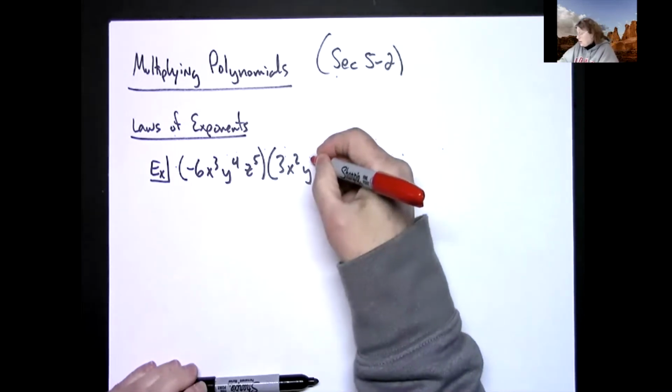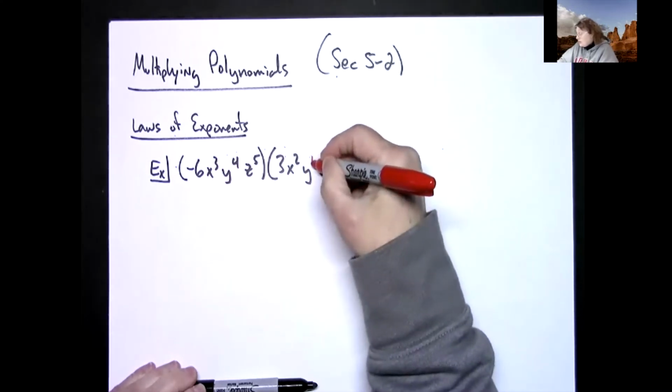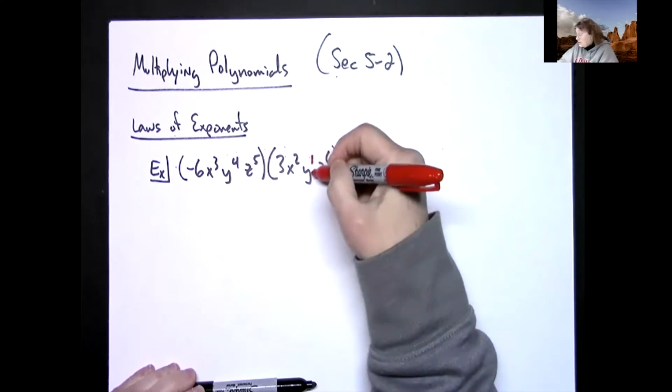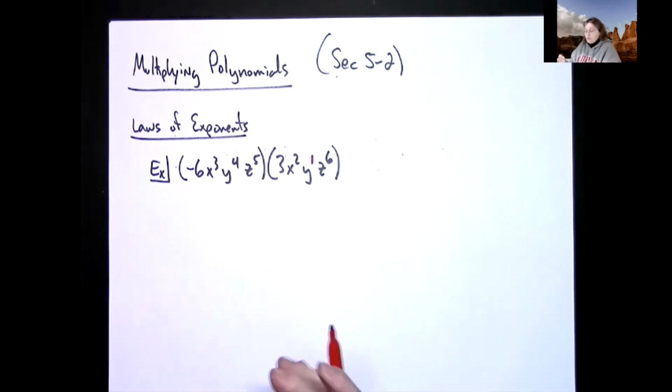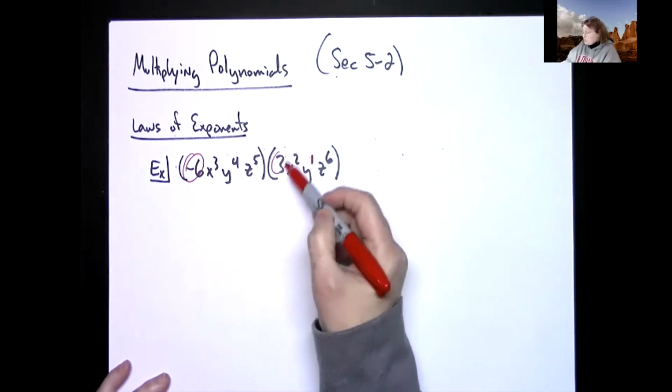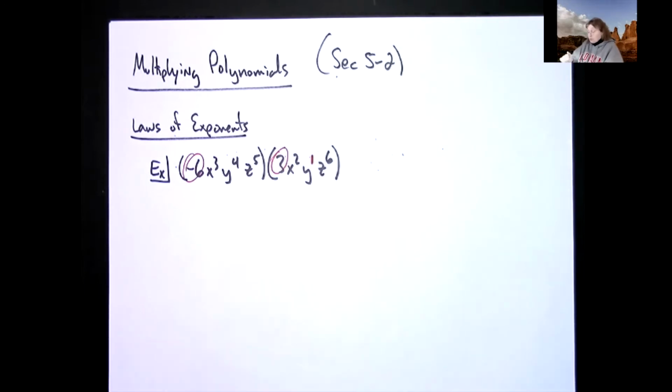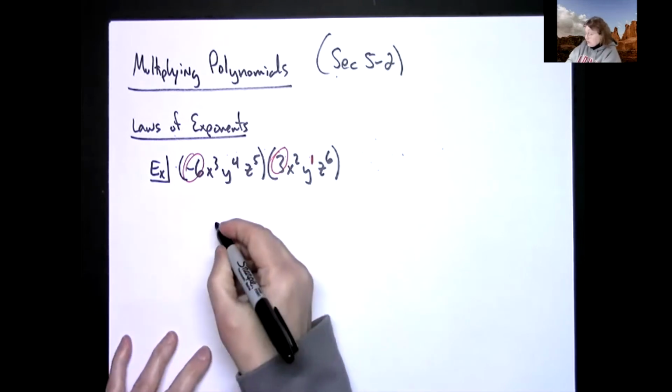When multiplying like bases, add the exponents. Keep in mind there's an imaginary 1 exponent right there on the y. I do not apply any strange rule to the coefficients. Those two coefficients, I'm multiplying, right? So I'm just going to multiply those like normal.